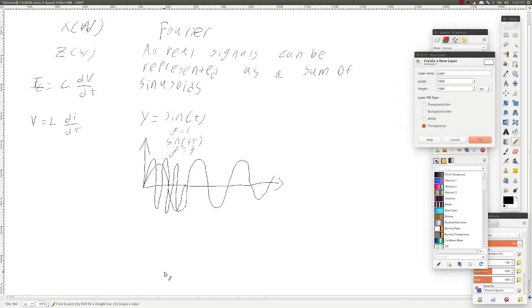What Fourier demonstrated is that these signals can be represented as frequency components. So, for example, if we have y as a function of t is equal to sine of t, then in the frequency domain, this would look something like this.